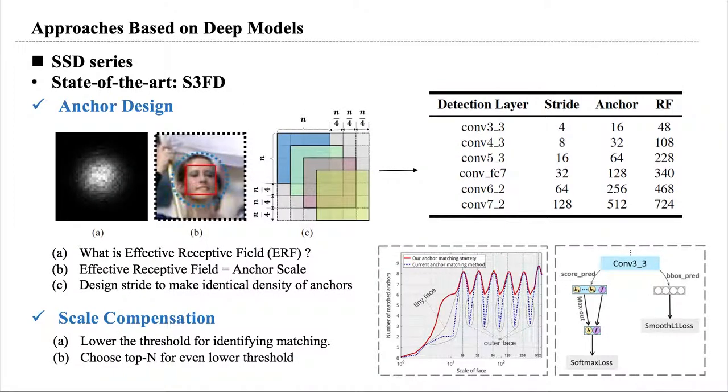So the first strategy they used is reassigning the anchor. For each layer, they increased the level of stride and anchor scale, to balance the anchor's density. Another strategy is to compensate the matching number by lowering the threshold like this.